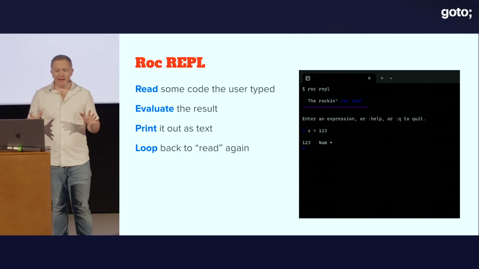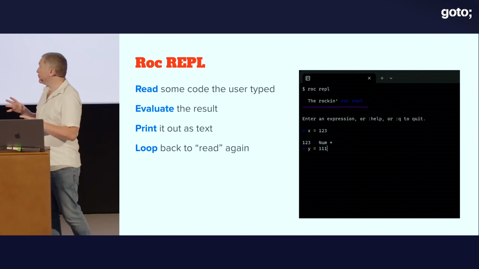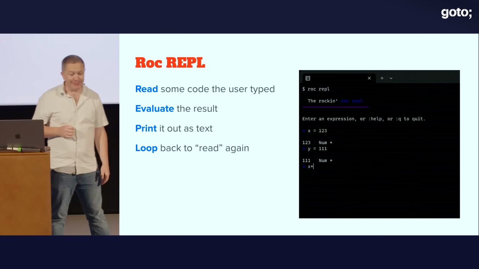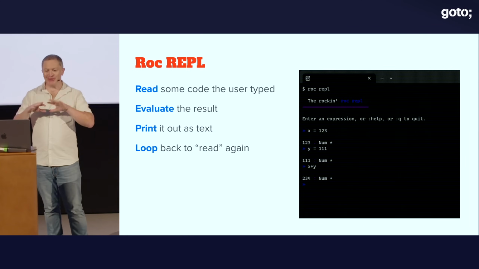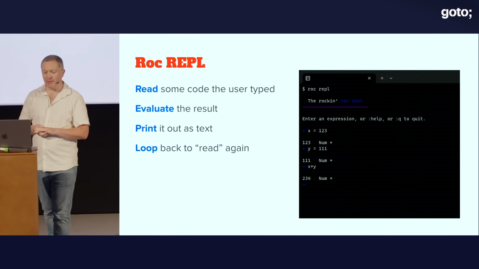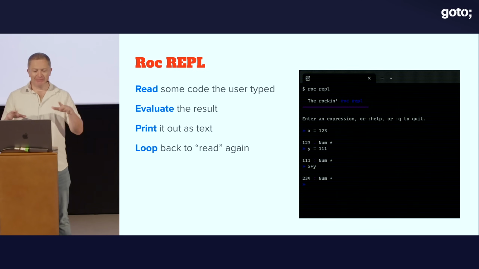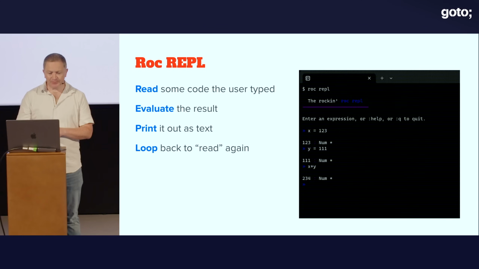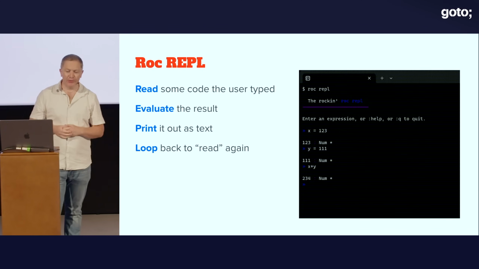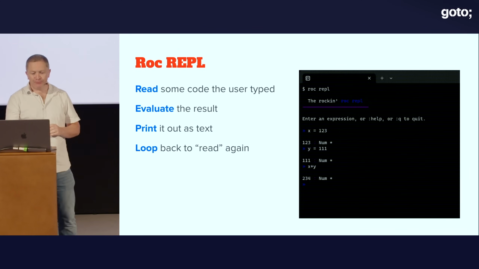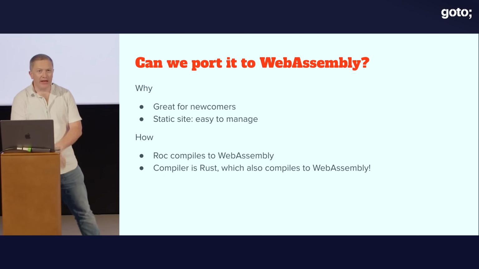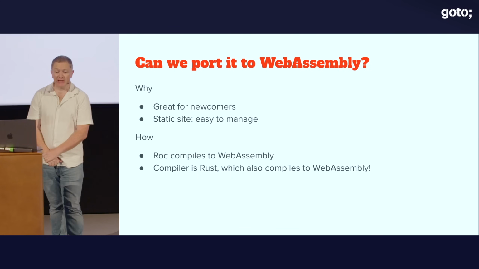So a REPL is a tool like this. You've probably seen them before, even if you didn't use that same terminology. It's just a little tool you type into the command line, and it'll run some code for you as you type it. So it reads the input, evaluates it, prints it, and then loops back around again. And the question that we asked ourselves was, can we port this to WebAssembly?